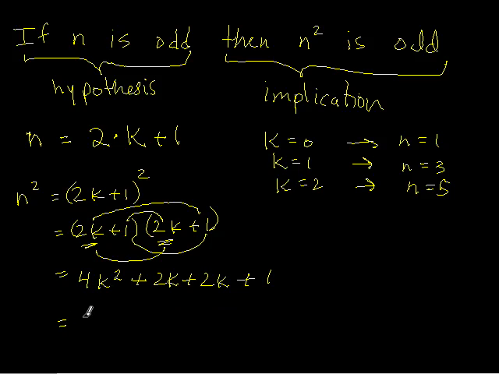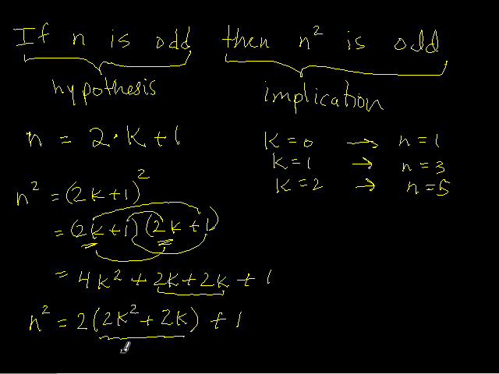So I'm going to simplify this a little bit. I'm going to factor out a 2, and I'll end up with 2 times (2k squared plus, and then this is really 4k when we combine these together, so 2k), and then I have plus 1. So interesting, look what we have. We now have n squared is equal to 2 times some integer plus 1.